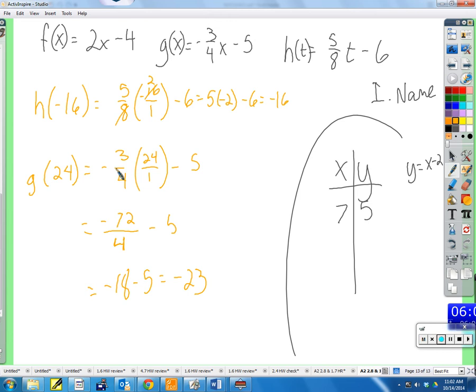So whenever you get to g of 24, or anything that looks like this, again, not going to divide by 24 to figure out what g is. g of 24 is saying that the output of the function g, when you put in 24, is negative 23. You do not want to divide and figure out what g is, because this does not make any sense. It's not g times 24, it's g of 24, meaning we plug 24 into g and see what comes out.